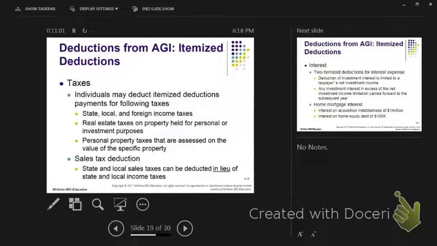All right, so the next thing down on your itemized deductions, that is the first, I like to call them boxes. They're not labeled boxes, but that's the first box on your Schedule A: medical.